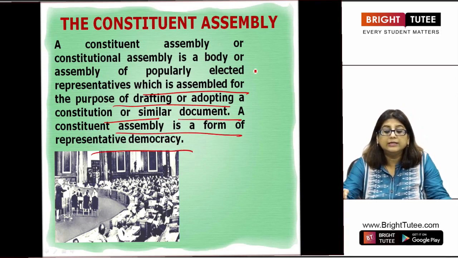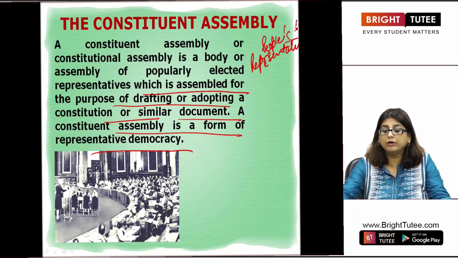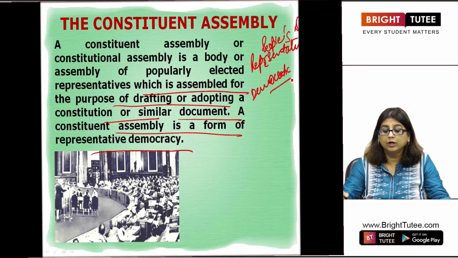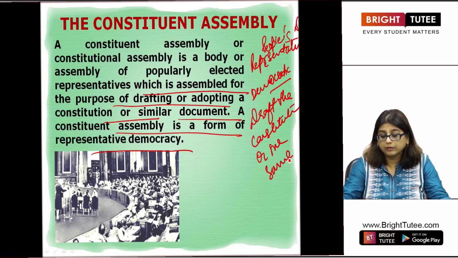That means this Constituent Assembly includes the representatives, the people's representatives. It's more like democratic. And why were they elected? Who could draft the constitution or the same document, right? And it's a living document.